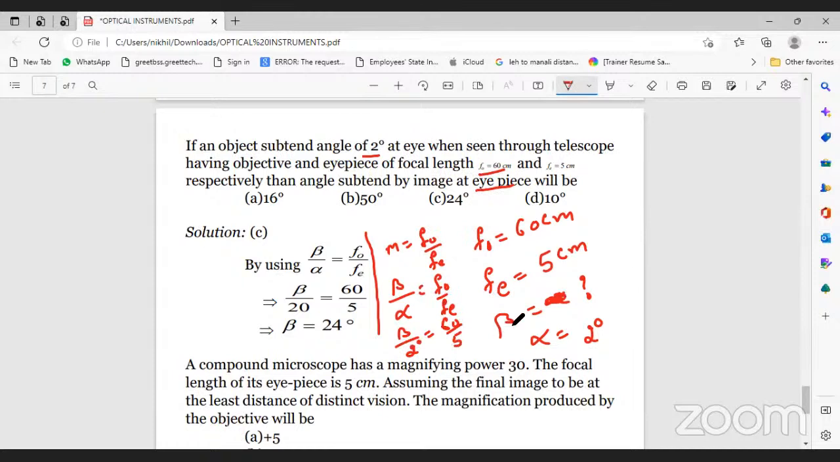Simplify this. What is 60 by 5? 12. Cross multiply that 2: 12 into 2 degree, 24. It is 24 degree. So which is the right option? Option C.